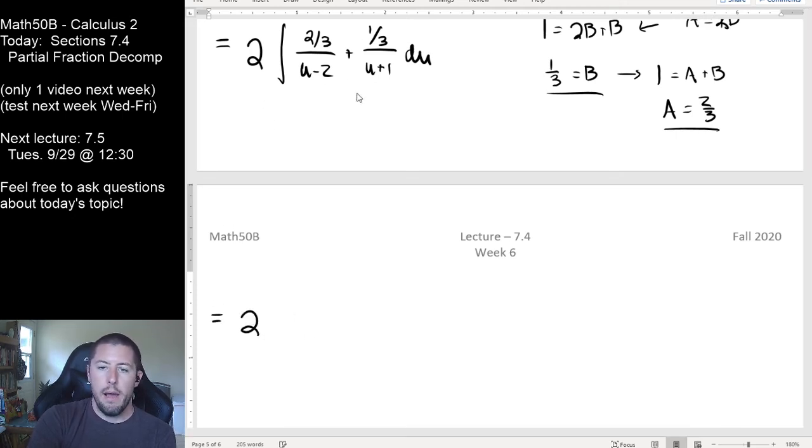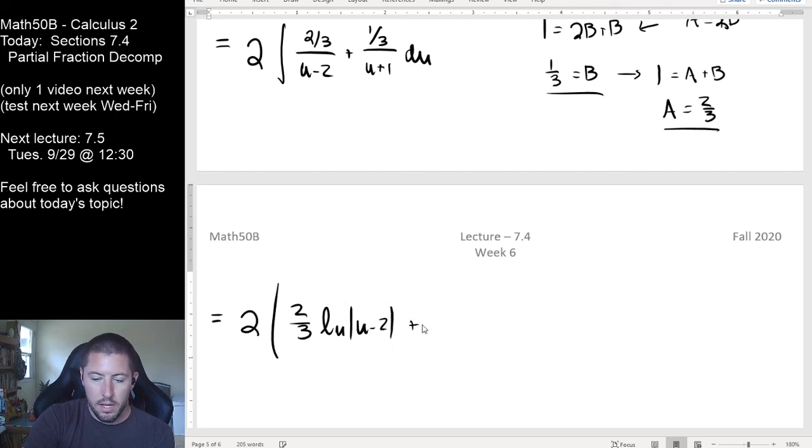And by the way, I skipped a bunch of steps over there when I was doing my partial fraction decomposition. I'm going to skip a calculus line right here also. Hopefully we can see this as 2/3 ln u minus 2 plus 1/3 ln u plus 1. I'll go ahead and stick my plus c on that.